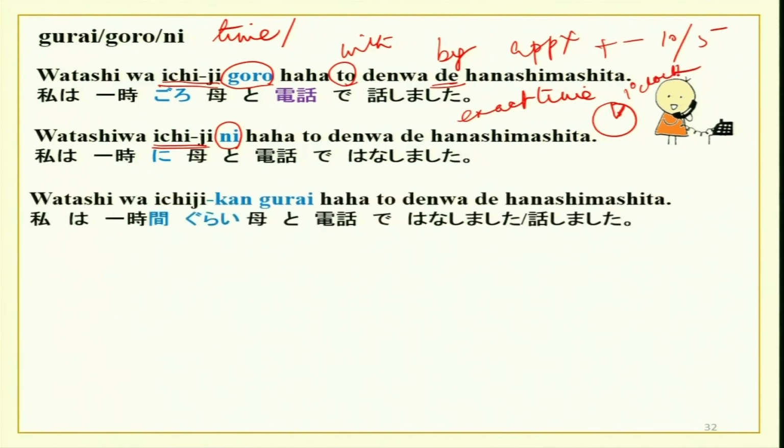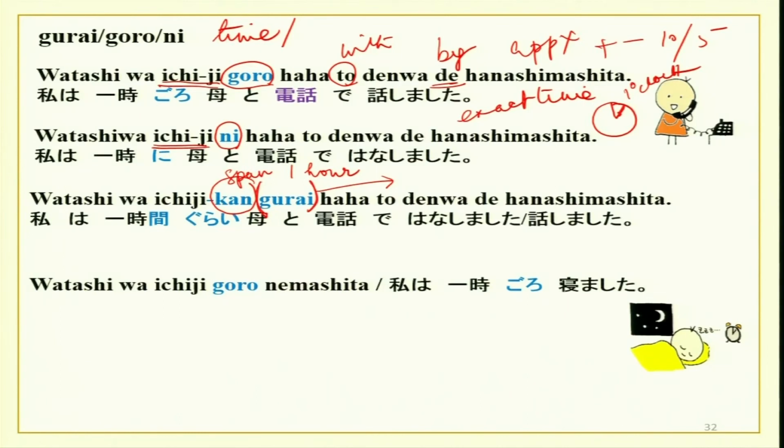Then, watashi wa ichiji kan gurai. Ichiji kan, you can omit the gurai also over here. Ichiji kan, haha to denwa de hanashimashita. I talked to her for 1 hour. Time period, time span, 1 hour. If you add gurai over here, then approximately for 1 hour, it could be 5 minutes more, 5 minutes less.